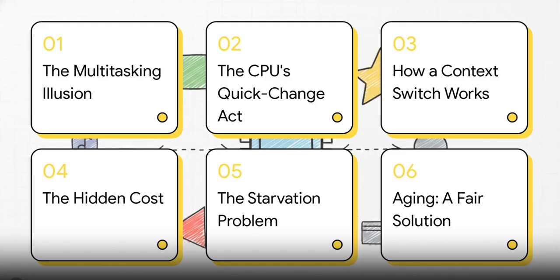All right, here's what we'll cover in this explainer. We're going to start by breaking down this multitasking illusion. Then we'll get into the super clever trick that makes it all work. We'll see exactly how it's done step by step. And then, and this is the really cool part, we'll look at the new problems this solution creates, and the even smarter solutions designed to fix those problems.